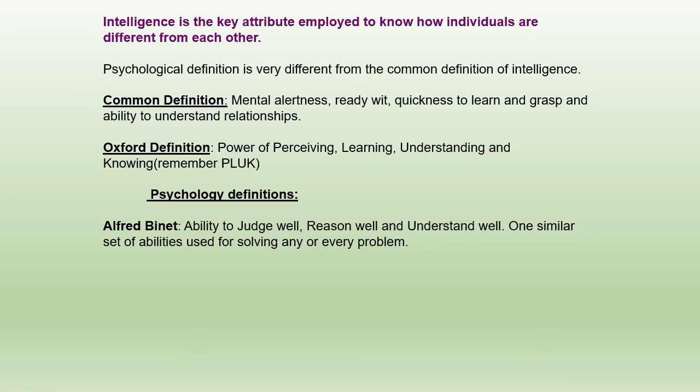So what he did was he devised a test which could measure the mental age of the child, the age of the mind, that is. So this was Alfred Binet. He was the first one to devise intelligence testing. So what definition he has given us is, here again, I want to tell you all how to remember his definition. He said that intelligence is the ability to judge well, reason well, and understand well, and one similar set of abilities used for solving any or every problem.